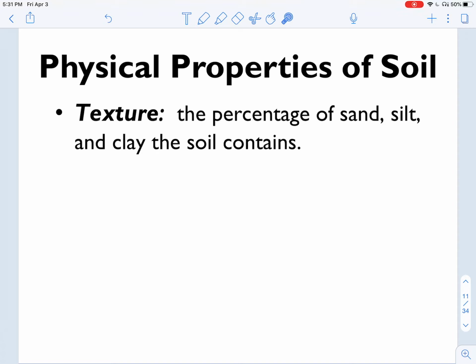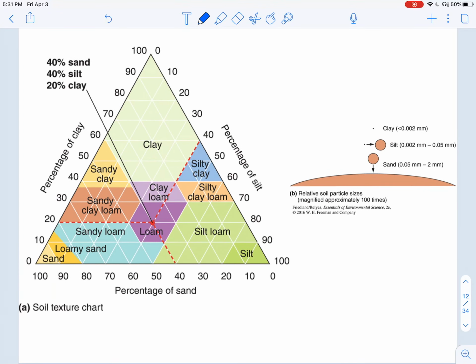So we like to look at the texture. The texture of the soil gives us a lot of information on what's inside it. So we have these percentages of sand, silt, and clay. We're going to define all those and show their sizes here. Here is the soil scientist's probably best friend in terms of just talking about general composition. We use this texture chart over here.